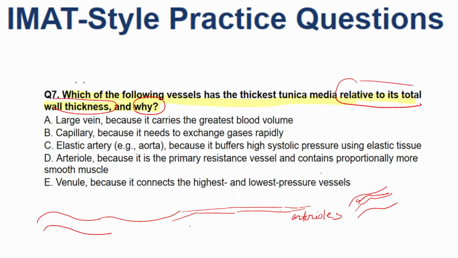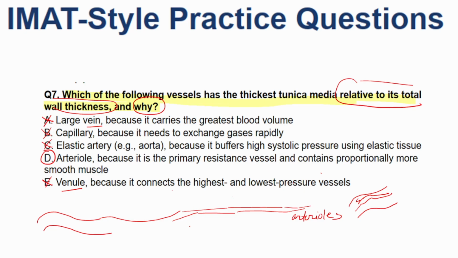Let's double-check why other choices don't fit, apart from option D. Option A and option E are incorrect because veins and venules operate under extremely low pressure and possess a very thin, poorly developed tunica media relative to their total wall. Option B is fundamentally incorrect because capillaries do not have a tunica media at all. They consist solely of a single layer of endothelial cells to allow for rapid diffusion.